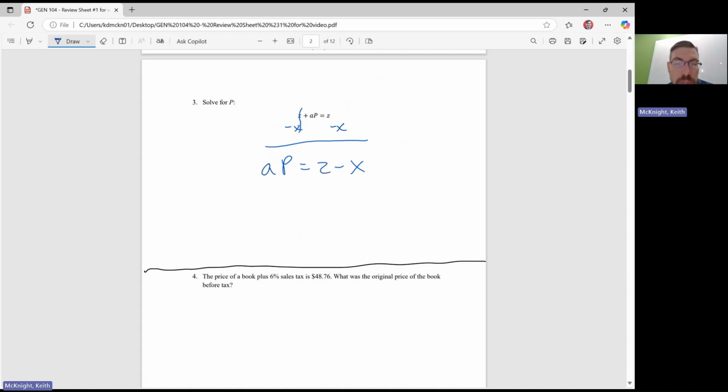Now, if we're going to solve for P, all we have left on this left-hand side is A times P. So in order to get rid of A, if it's being multiplied by P, we're going to divide both sides by A, because multiplication and division will cancel each other out. So these A's will cancel, and that's going to leave us the equation P is equal to Z minus X over A. And now that P is by itself, this is our equation.